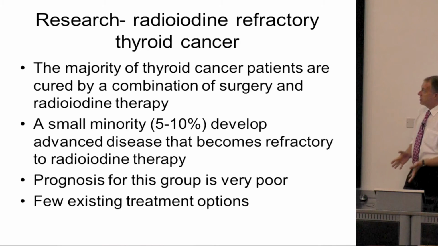So as I said, the majority of thyroid patients actually have a very good prognosis and are cured by a combination of surgery and radioiodine therapy. But about 5 to 10% of patients develop advanced disease that becomes resistant to radioiodine. So either they don't take up iodine to start with, or they do initially respond to the iodine therapy and then become resistant. And we know for this group of patients, the prognosis is very poor. Median survival is 2 or 3 years. And until recently, there have been really very few existing treatment options. So they just got really supportive care.